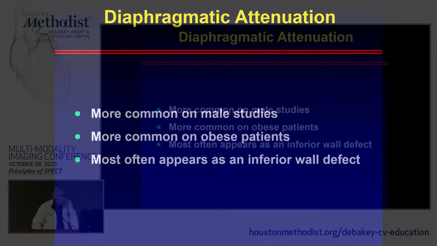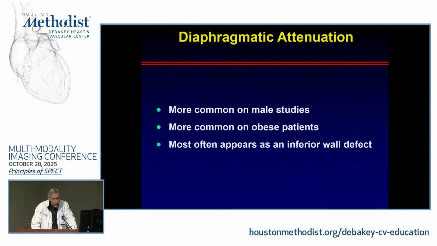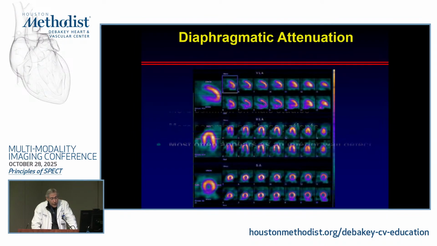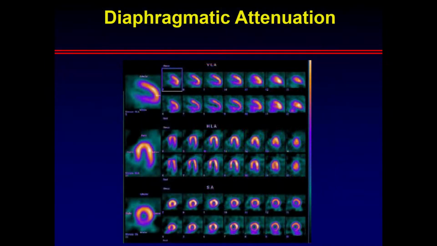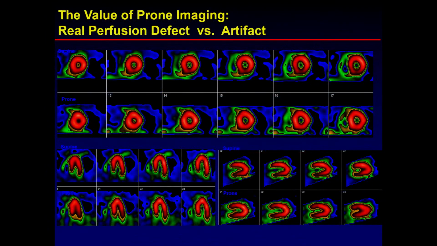Diaphragmatic attenuation is more common, and we see that all the time, especially in males, although it can happen in females as well. It usually looks as an inferior defect, and this is an example here. You can see on this image that you've got a decrease in counts in the inferior and posterior walls. We can hopefully correct for this. We do prone imaging quite frequently. This is a patient, you can see, he's got an inferior defect. On regular supine imaging and on prone imaging, it goes away.